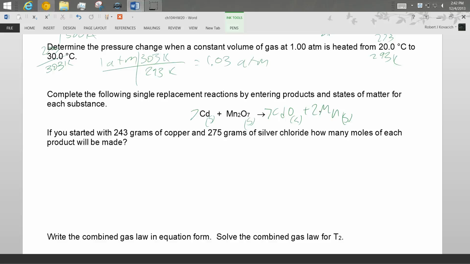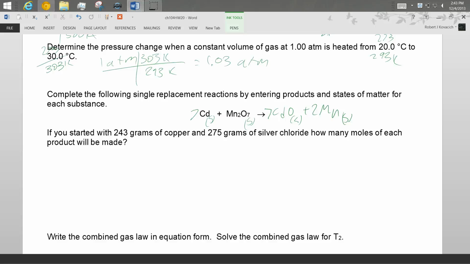So if I start off with 243 grams of copper and 275 grams of silver chloride, how many moles of each product will be made? Okay, so this is similar to what we've been doing before. We're just stopping one step sooner, right? We're not going to grams, but we still need to basically do everything that we normally do.